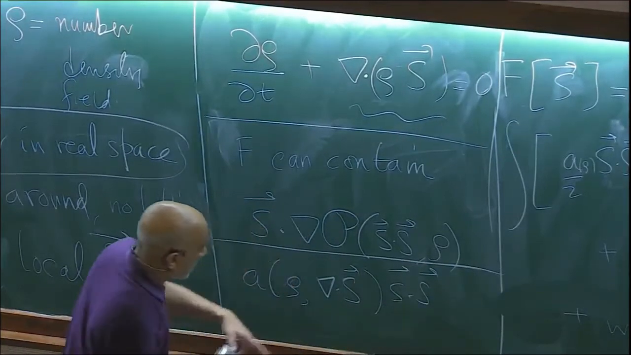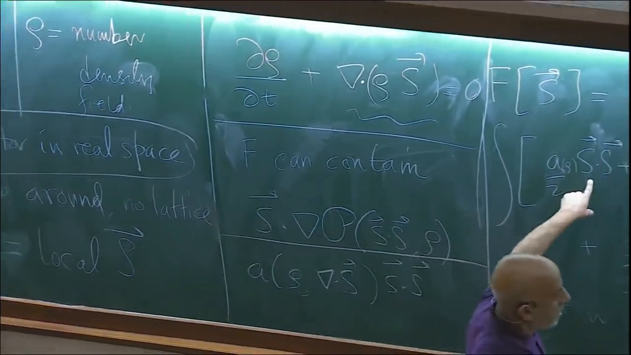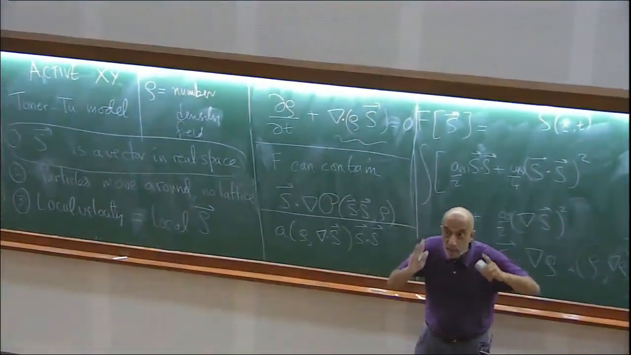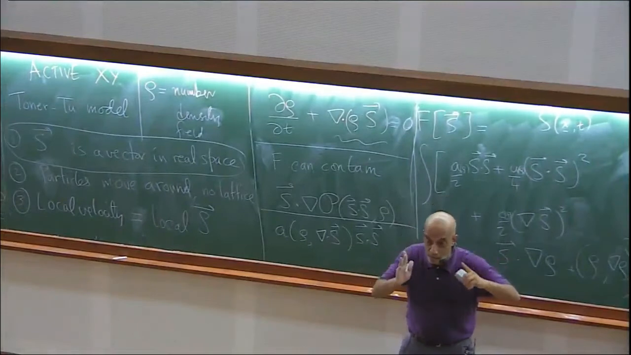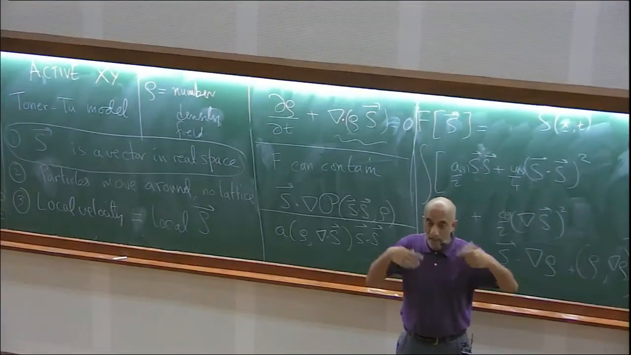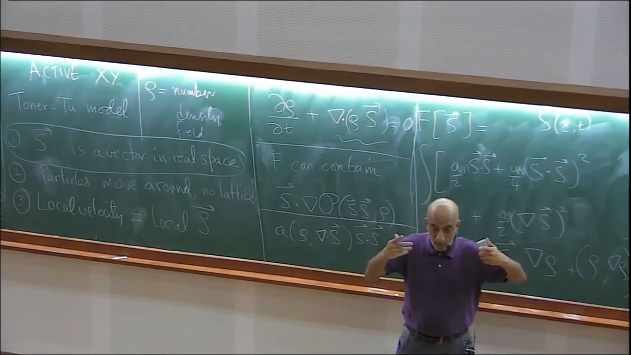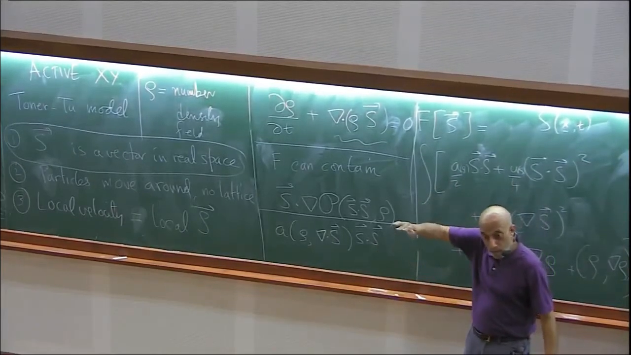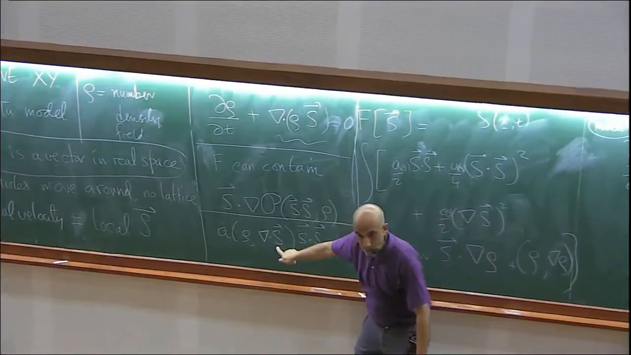What do I mean by this? What I mean is that this system is not invariant under S going to minus S. S and minus S are not the same thing, right? Therefore, your effective free energy function, even in the equilibrium limit, is allowed to have terms that break S going to minus S symmetry.